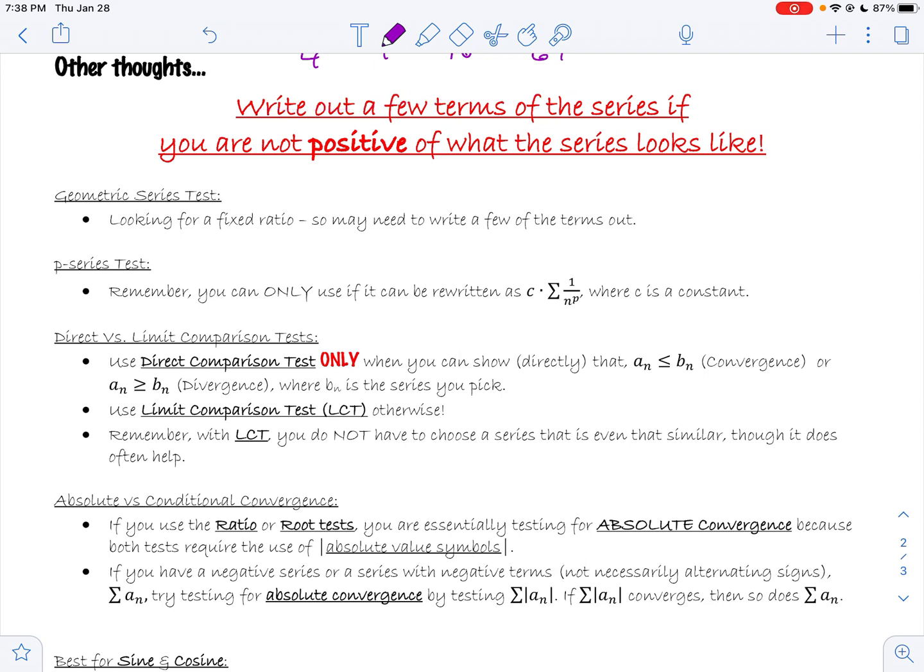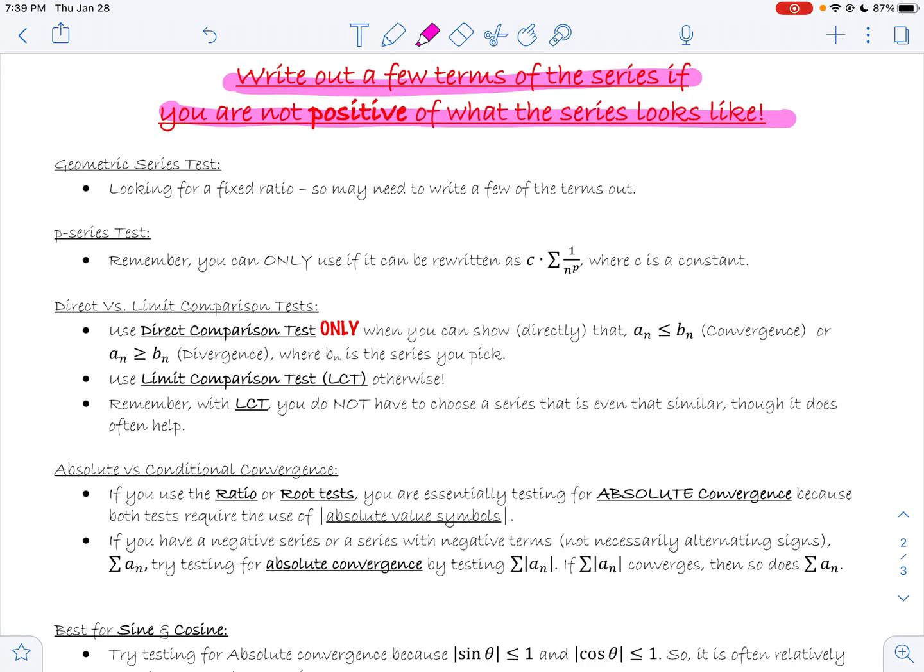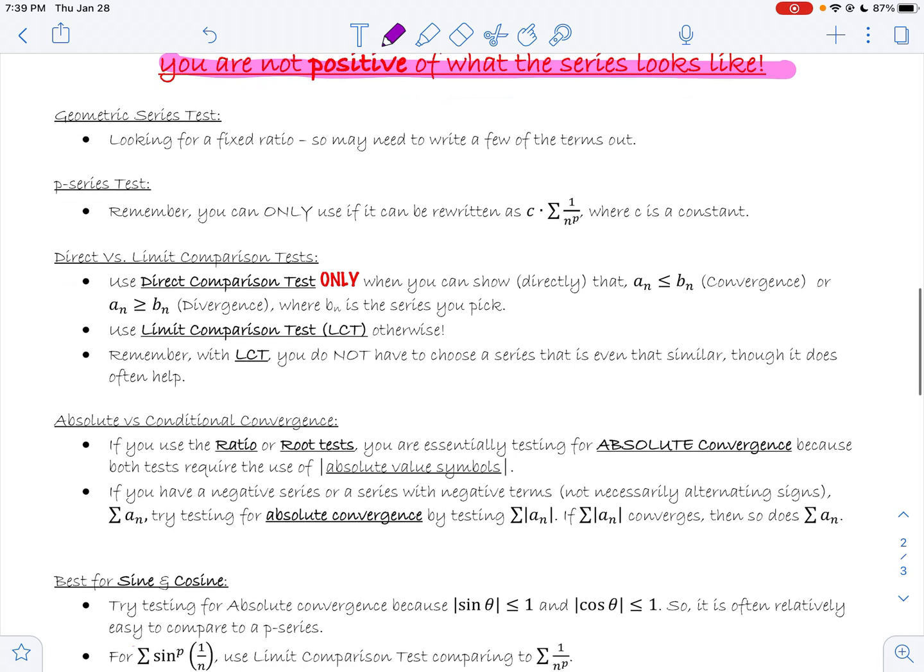Hopefully I don't have to keep saying it for much longer, but I'm going to keep saying it until I stop seeing that on your papers. So, all right, a couple other comments about some of these other tests.